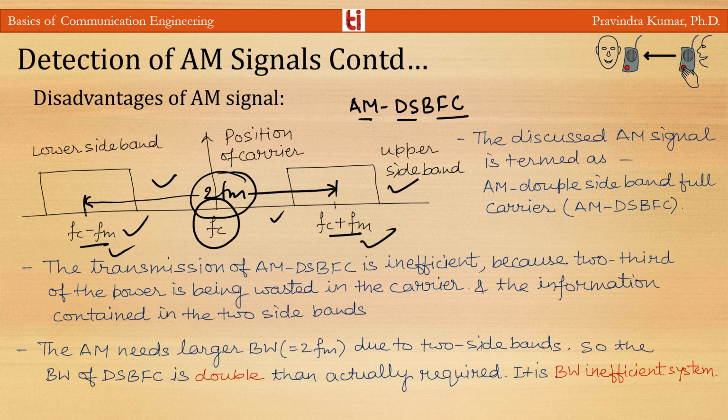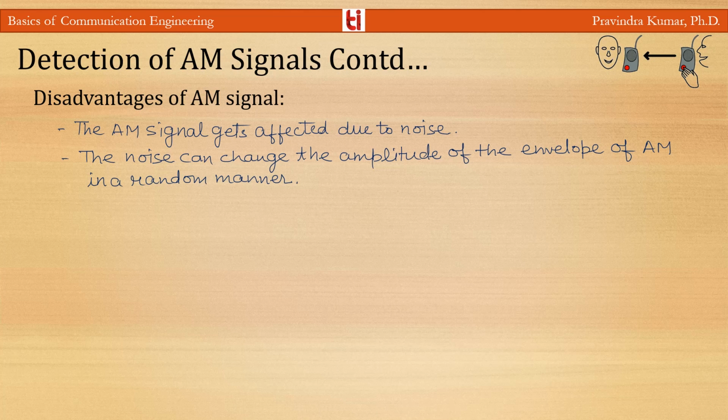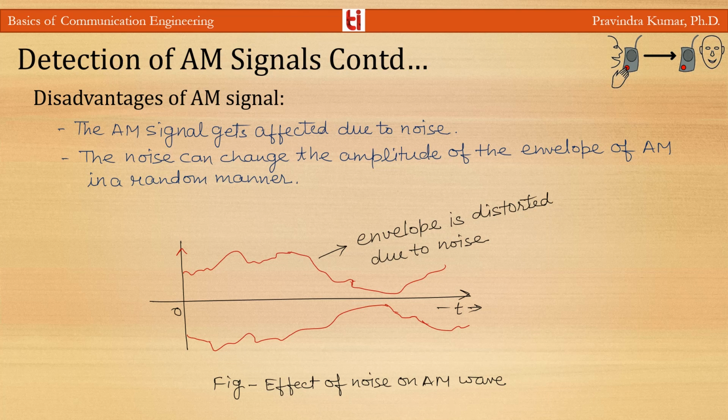And the AM signal gets affected by noise also. When the AM wave travels from the transmitter to the receiver over a communication channel, the noise can change the amplitude of the envelope of the amplitude modulated wave in a random manner. So the performance of AM is very poor in the presence of noise, because the noise is added to the amplitude of the envelope of the AM signal. So the envelope can be like this, there is a random change in the amplitude of the AM due to noise, and this effect of noise in the AM wave clearly reduces the performance of your system.